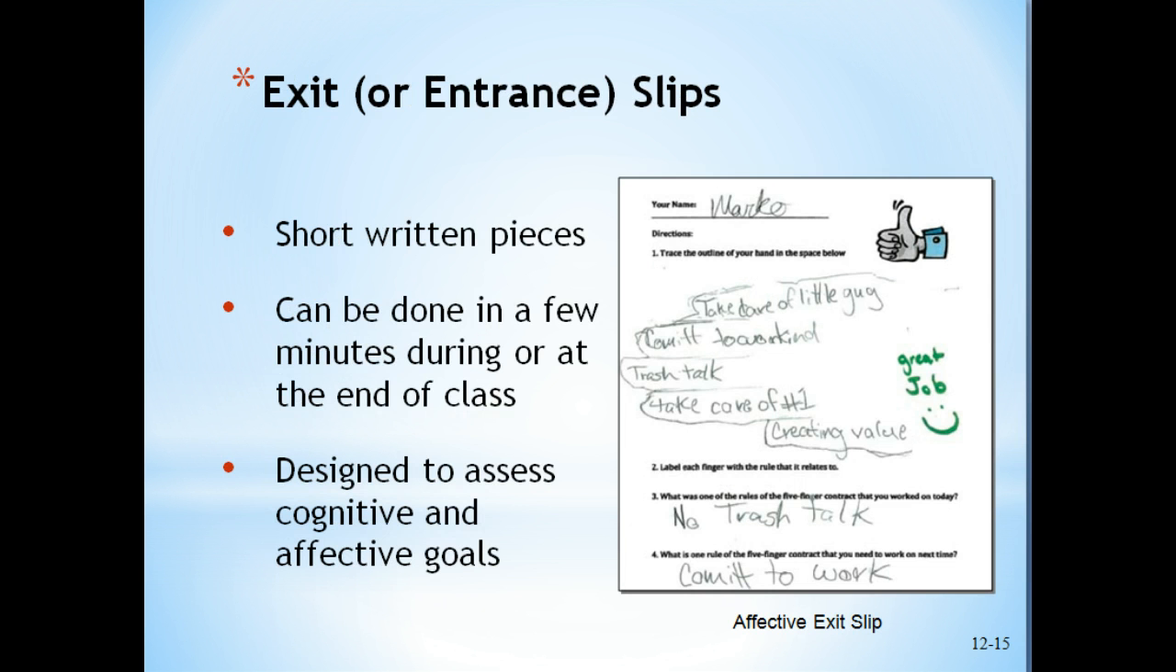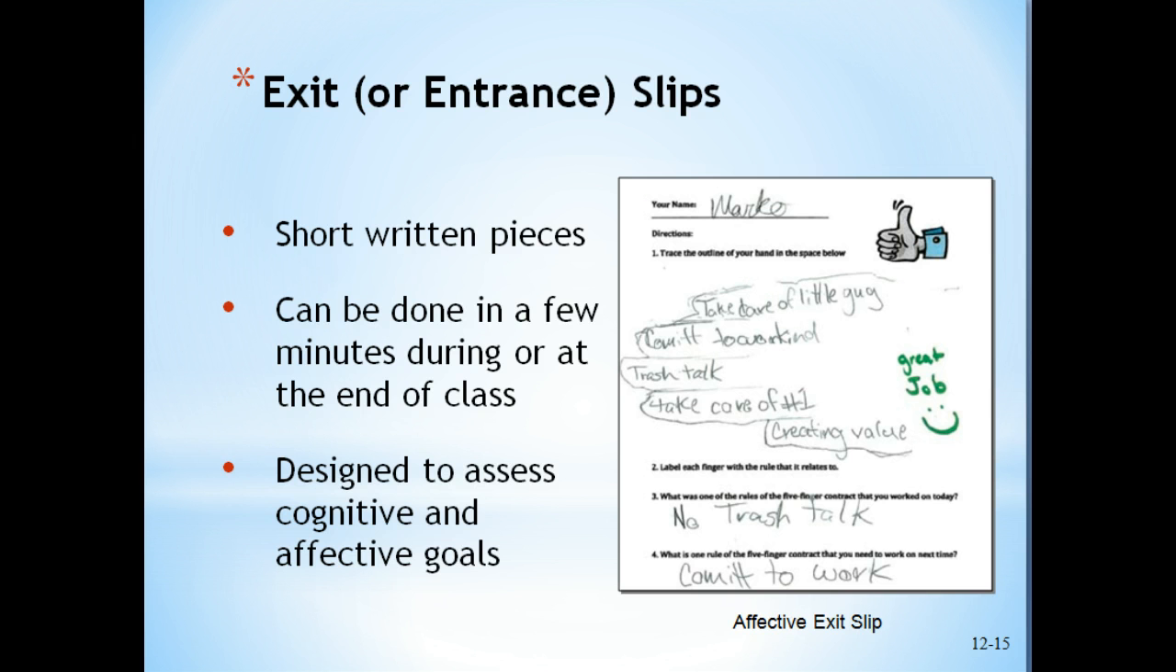The next type of formal assessment is an exit or an entrance slip. Usually it's done as an exit slip at the end of the class. It is more for the cognitive and or affective domains. It can be done in just a few minutes during or at the end of class, usually at the end because it's easier to write things at the end when you've gathered the students together.